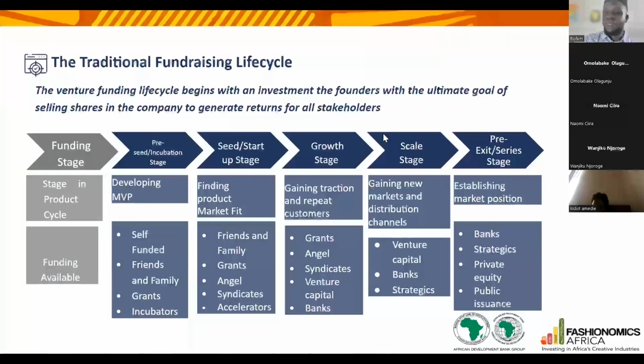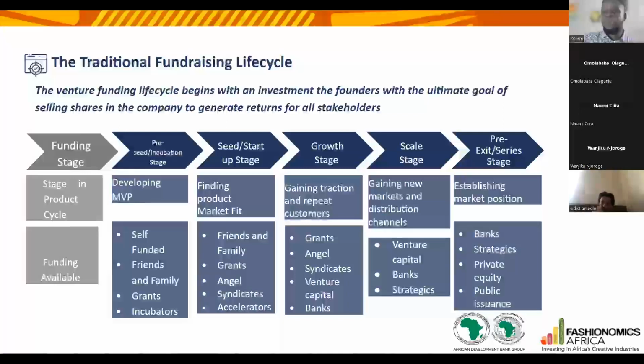And then the intermediate stage is the scaling stage, right? The scaling stage is where you've gotten customers that are loyal to you, and you're going into new markets and new locations.